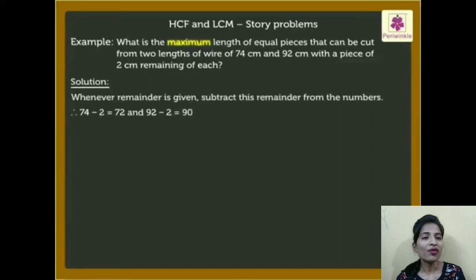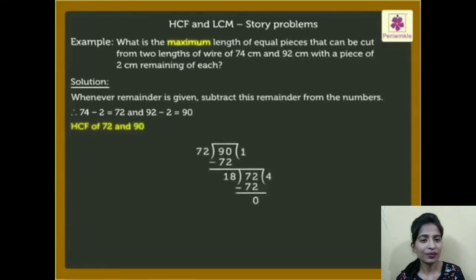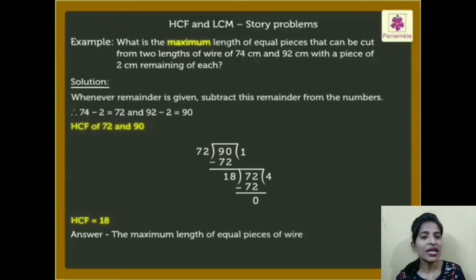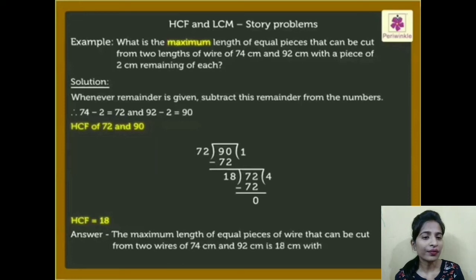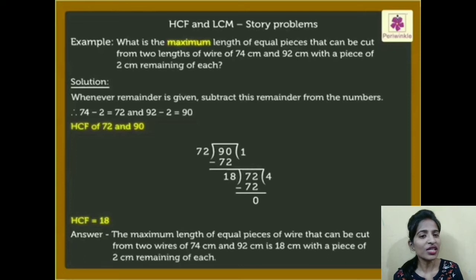So we will find the HCF of 72 and 90. Let us find. Its HCF will be 18. Therefore, the maximum length of equal pieces that can be cut from two lengths of wire of 74 cm and 92 cm is 18 cm with a piece of 2 cm remaining of each.